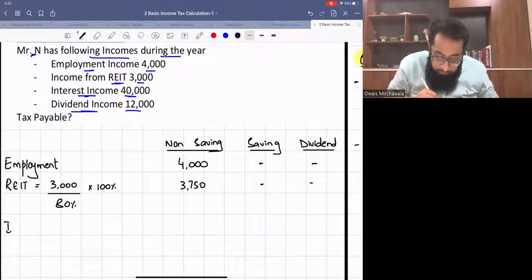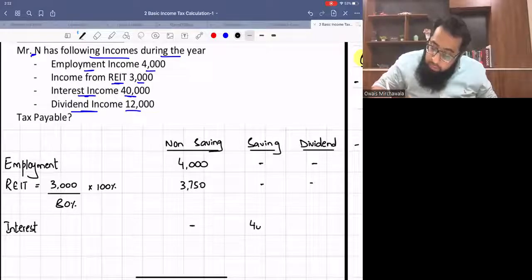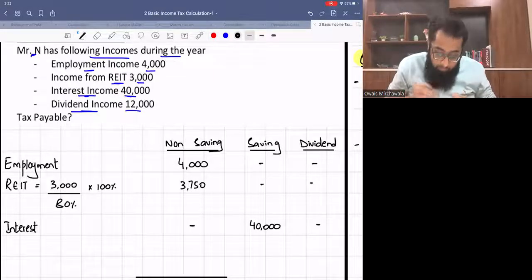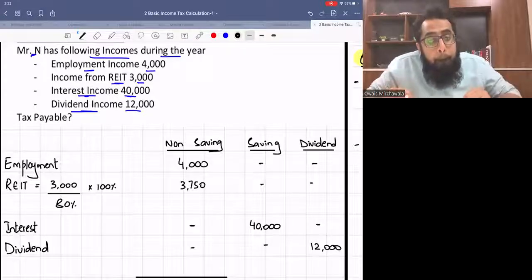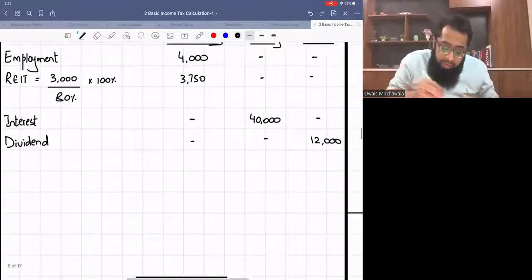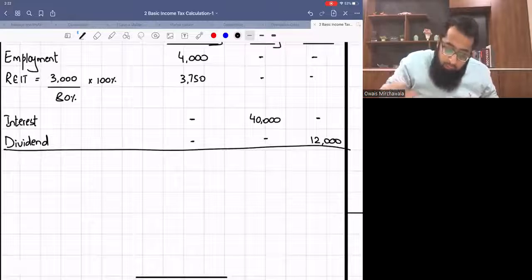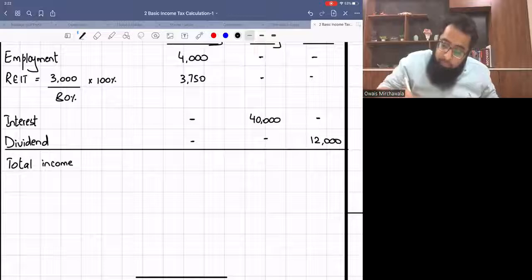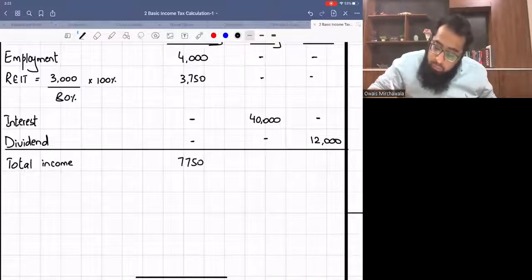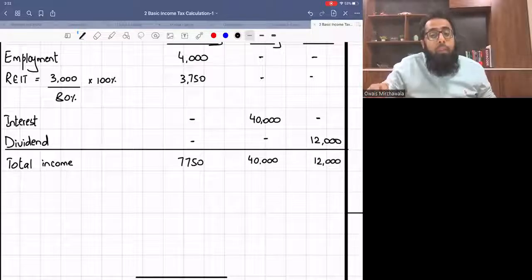Now interest income is 40,000 and simply goes in the head of saving. And dividend income is 12,000. The first step is to classify the incomes correctly. Now when we add up all of the incomes, we get the value of total income: 7,750, 40,000 and 12,000.